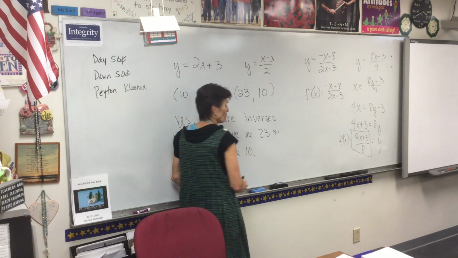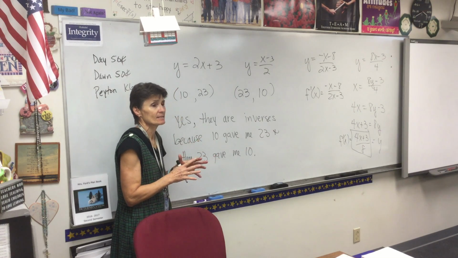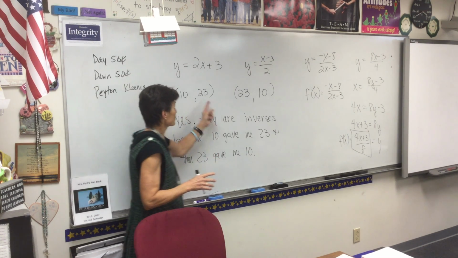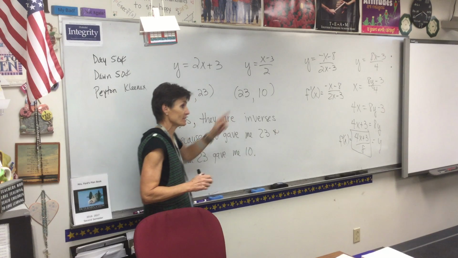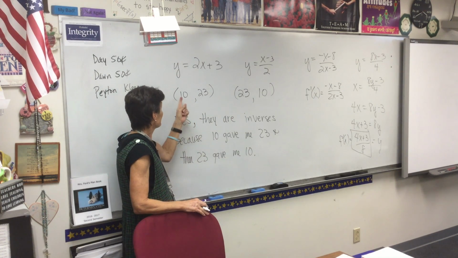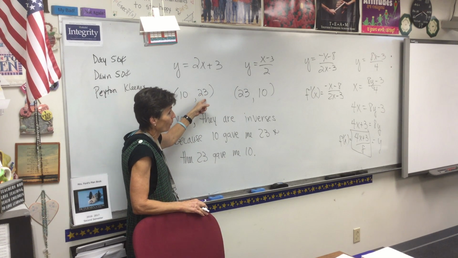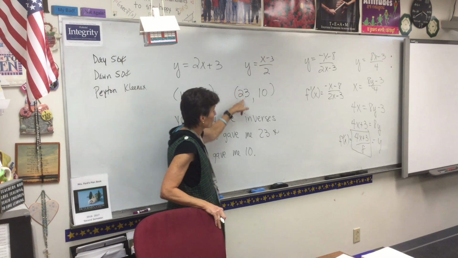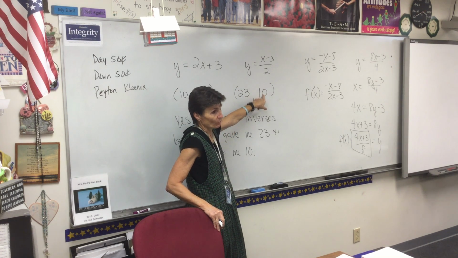Now, that's my words. The idea is that you have this relationship. So somehow you have to describe that relationship. That the original x gave you a y, that the other equation turned back into the original x.